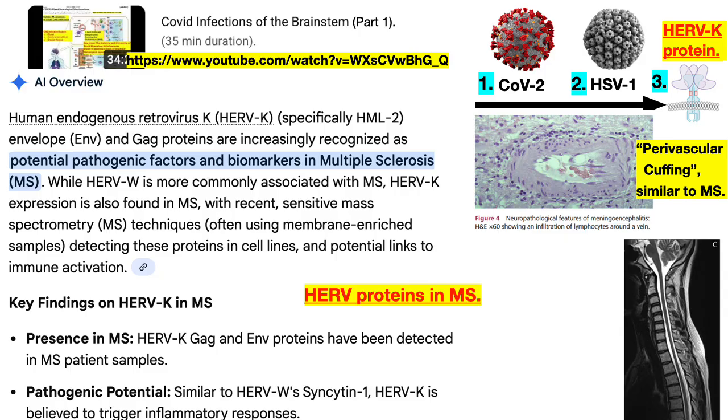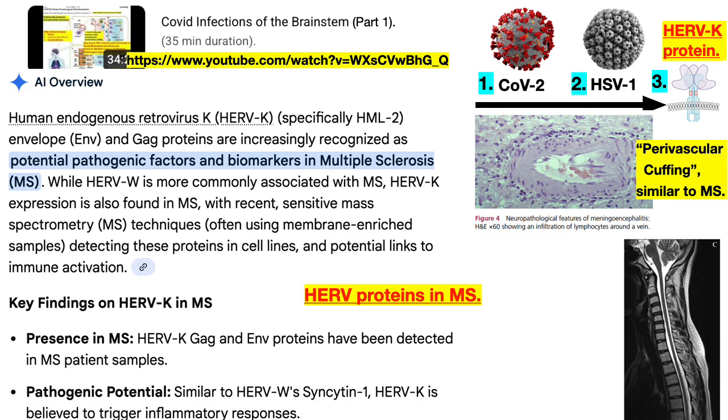And this aggregation of white blood cells, these are white blood cells that left the bloodstream, crossed the blood vessel, and entered the perivascular space, forming a, quote, perivascular cuff. This is similar to what is seen in multiple sclerosis.